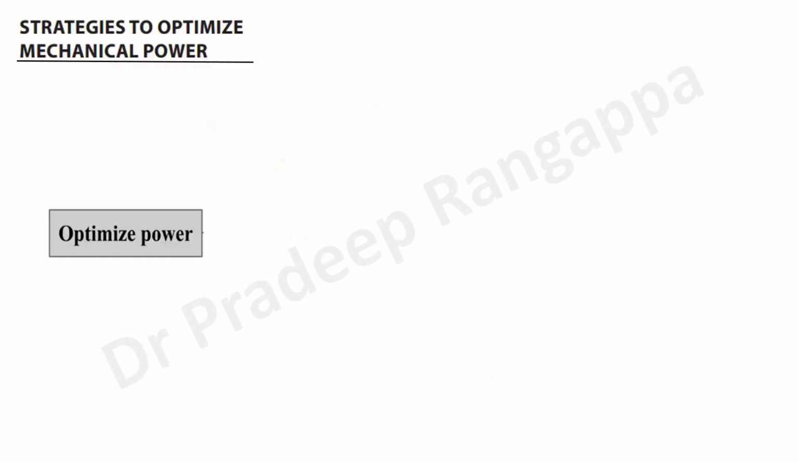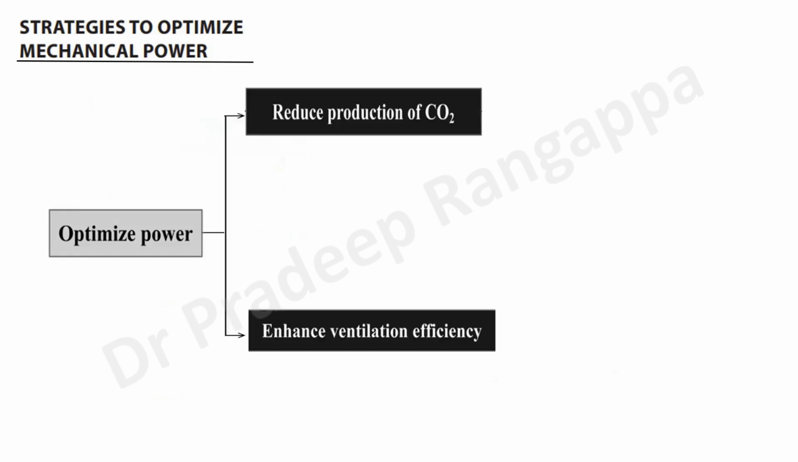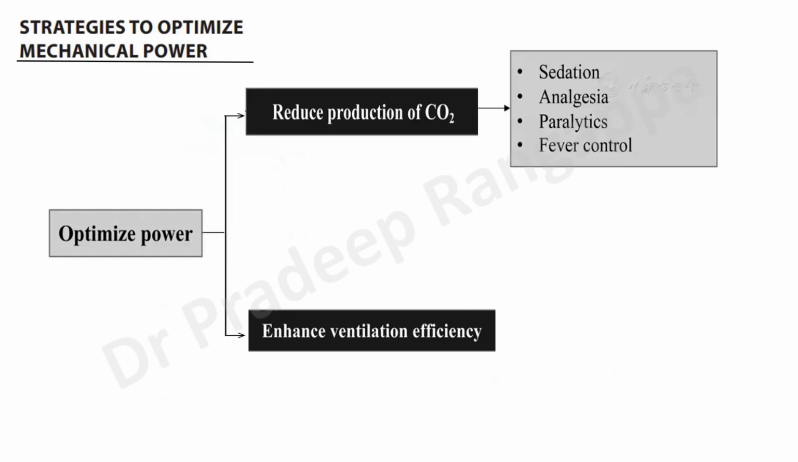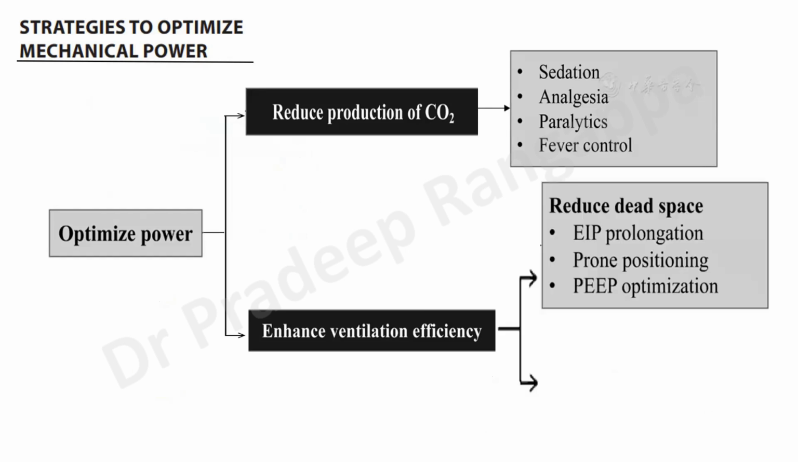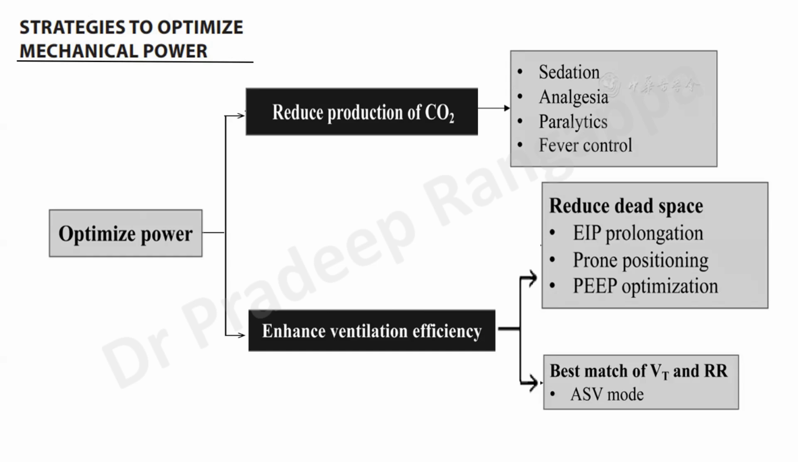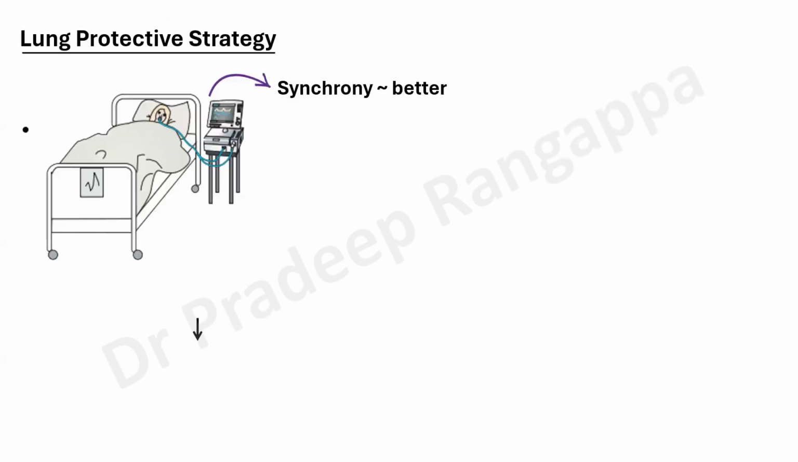So if you recall from the earlier talk I gave on mechanical power, the way we optimize mechanical power is to reduce production of CO2 and increase ventilatory efficiency. Reduce production of CO2 by sedation, analgesia, paralytics. How do we enhance ventilatory efficiency? Reduce dead space, end inspiratory pause, prone position, PEEP, and another aspect is adaptive support ventilation because of the best match of tidal volume and respiratory rate. So these are the lessons we learned when we were discussing mechanical power. So adaptive support ventilation seems to have some favorable effect on reducing the mechanical power.